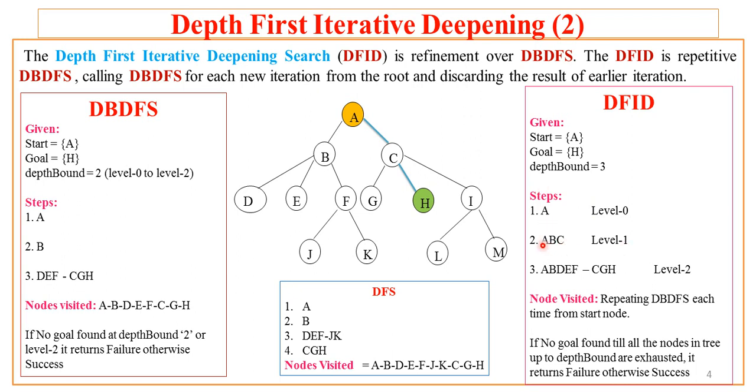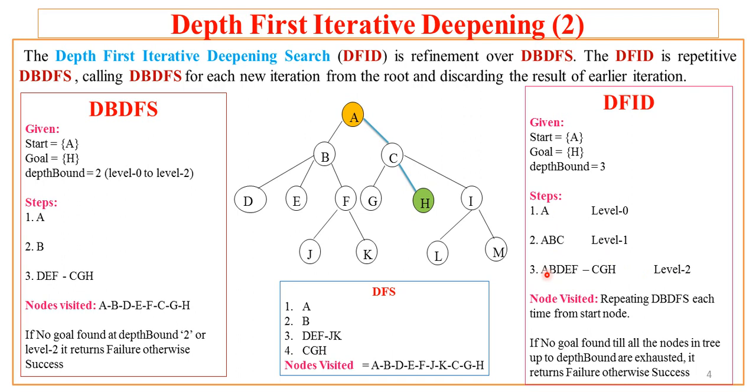So it accesses A, is it the goal node? No. So it will access B and C. That means the MoveGen function will return the children of A, that is B and C, and then it will check whether B is the goal or C is the goal. As none of these is the goal, it finishes the task of level 1. Then it increments the level, that is level 2, but it again starts from the root.